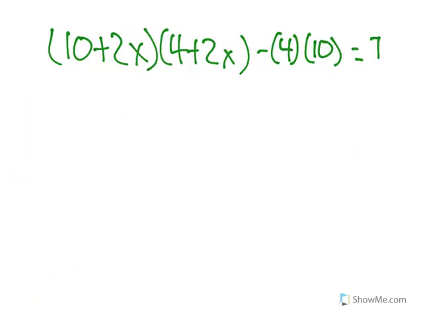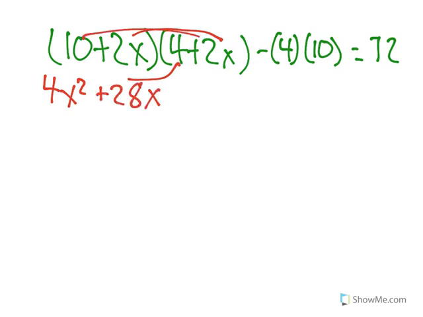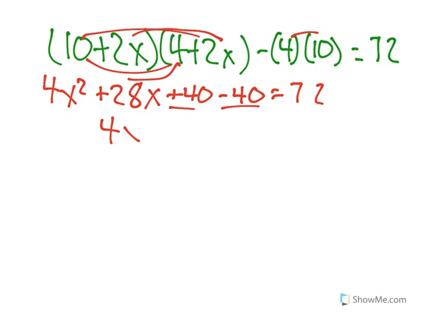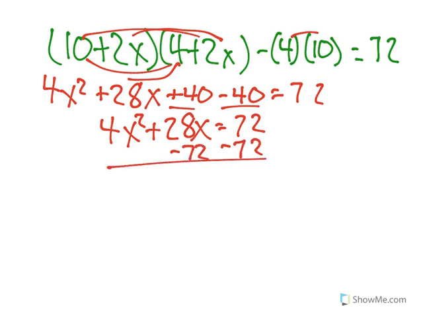So let's see what this looks like now. We said we're going to want to do our FOIL. So I've got my 4x squared. I've got 8x and 20x is 28x. And I've got my 10 times 4 is 40. And we said generally with problems like this, the constant is going to net out, as in 40 minus 40 is 0. So we've got 4x squared plus 28x equals 72. I'm going to put this in standard form by adding negative 72 on both sides.